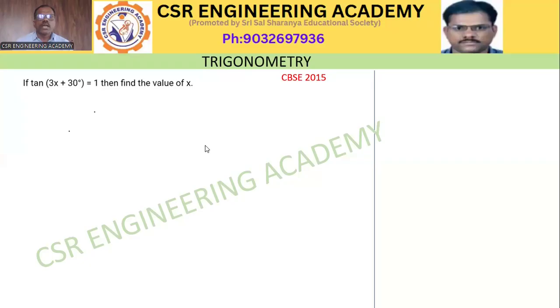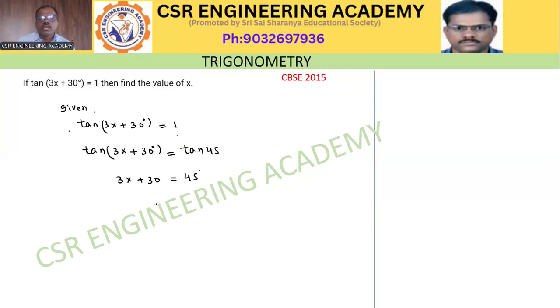If tan(3x + 30°) = 1, then find the value of x. Given tan(3x + 30°) = 1, so tan(3x + 30°) = tan 45°, since tan 45° = 1. 3x + 30° = 45°. 3x = 45° − 30°. 3x = 15°. x = 15/3. x = 5.